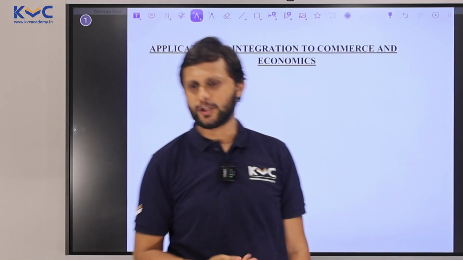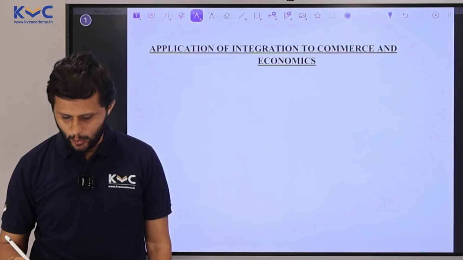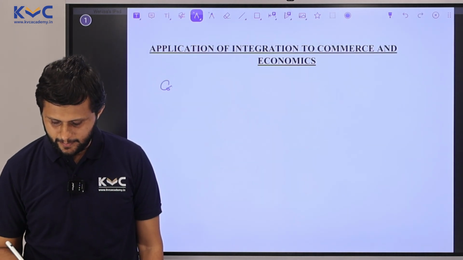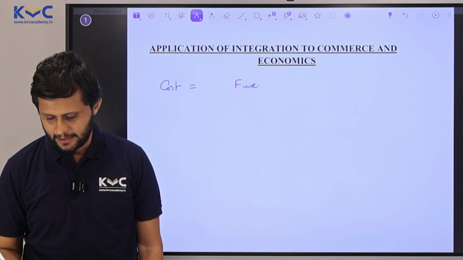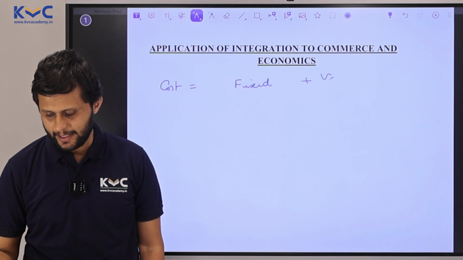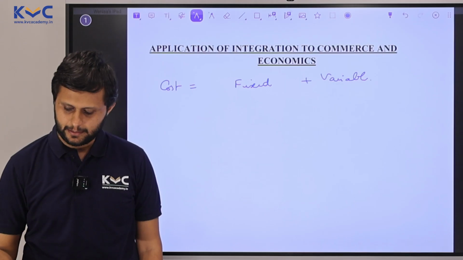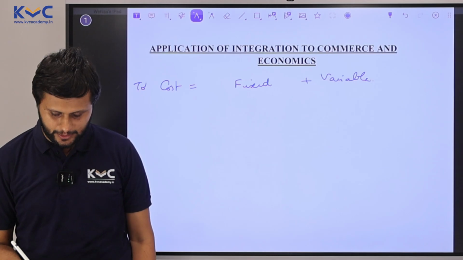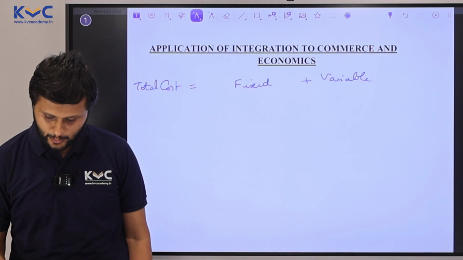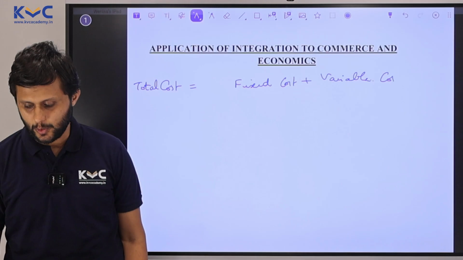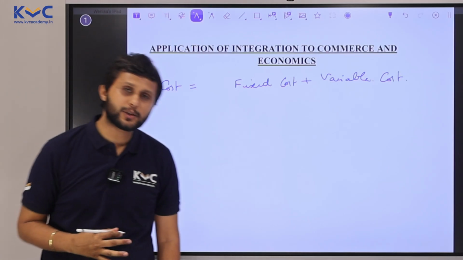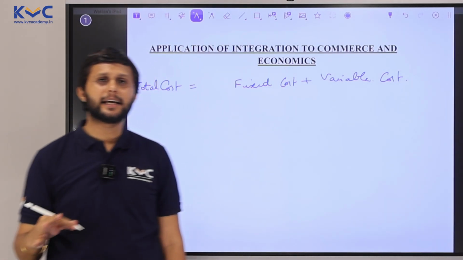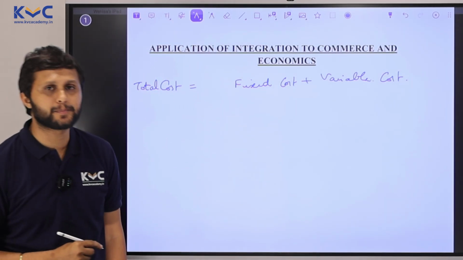There are two types of cost. If I have to write cost, it is given by fixed plus variable. So if I have to find the total cost, I will write total cost is equal to fixed cost plus variable cost. What is fixed cost? Fixed cost is that cost which will remain fixed irrespective of the level of production.